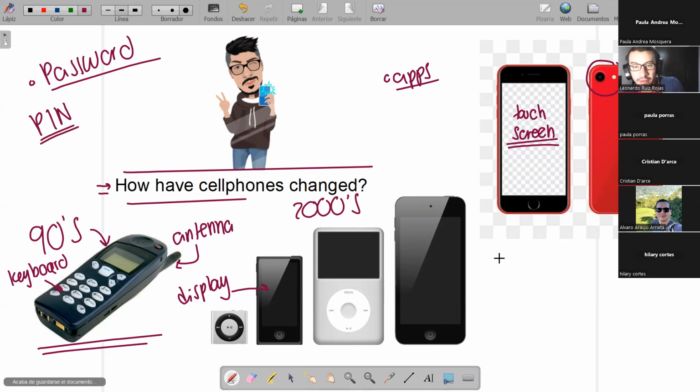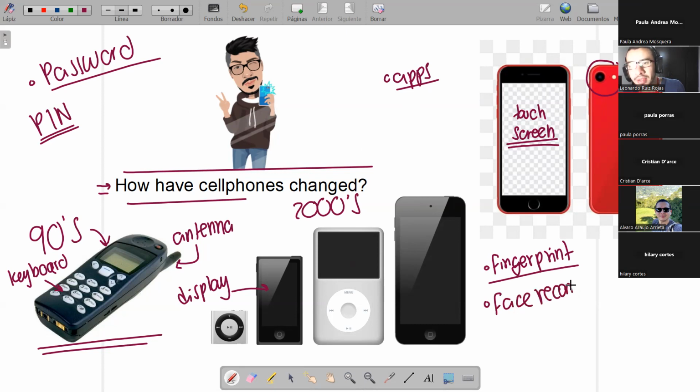Now we have the fingerprint. What is the fingerprint? Fingerprint, what is that? Como lector de huella. La huella dactilar, very good. Also, we have facial recognition or face recognition. Face ID, for the iPhones.